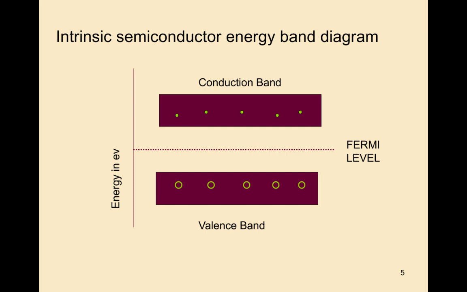So these are some important characteristics of intrinsic semiconductors. This is the energy band diagram of intrinsic semiconductor. The Fermi level lies exactly in the middle between conduction band and valence band. We get a clear idea about what intrinsic semiconductors are.